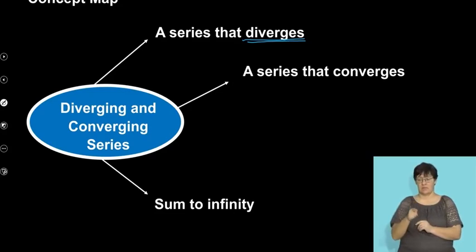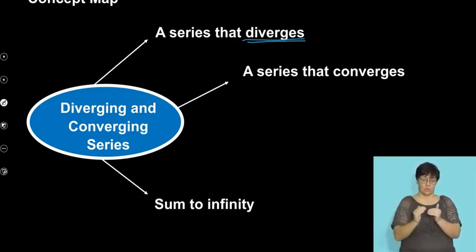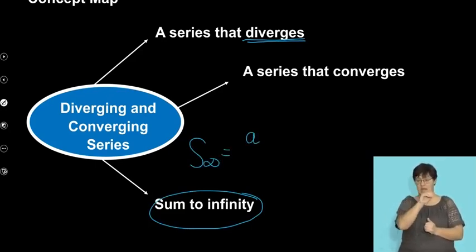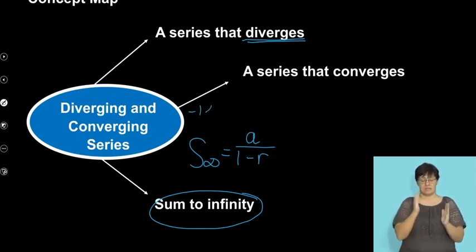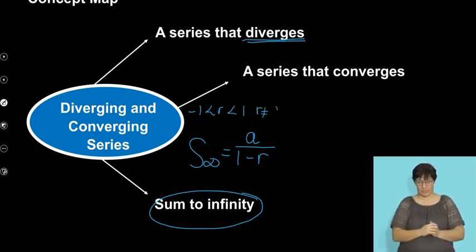A series that converges, the terms are getting closer and closer to 0, and the sum is getting closer and closer to a specific number. We've also discussed that the sum to infinity can be calculated for series that converge by using A, which is my first term, and putting that over 1 minus R. And just a reminder that my ratio has to be between negative 1 and 1, and R is not allowed to be equal to 0.